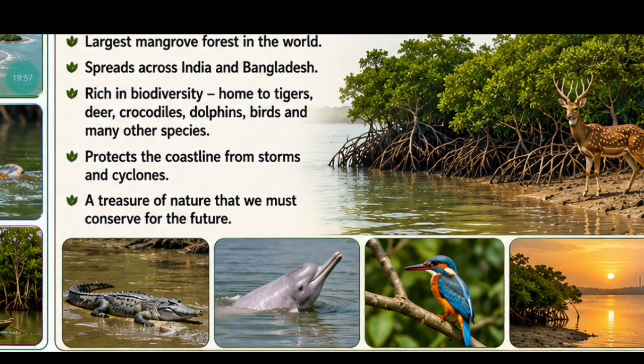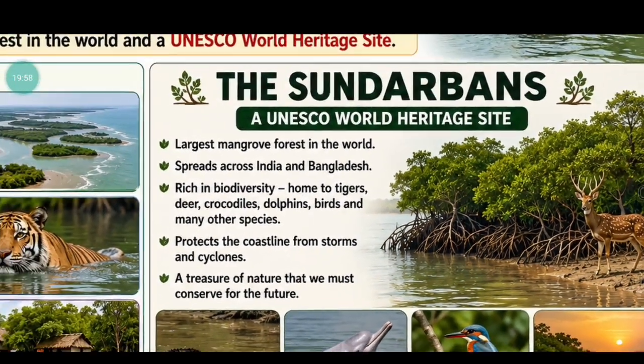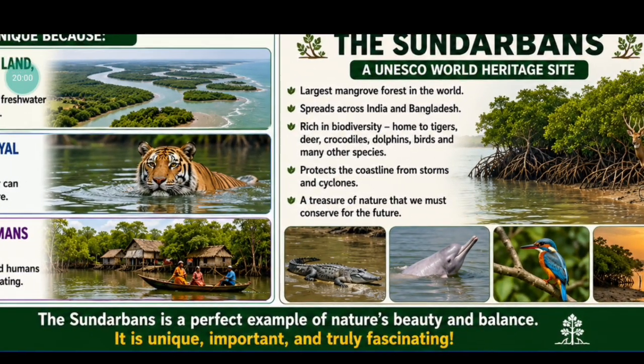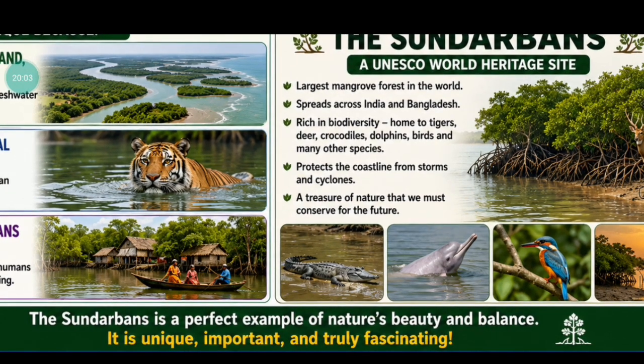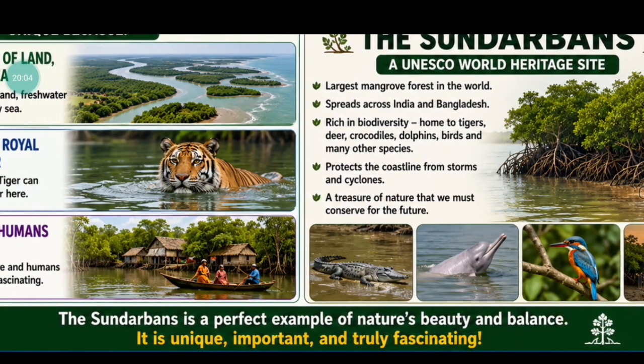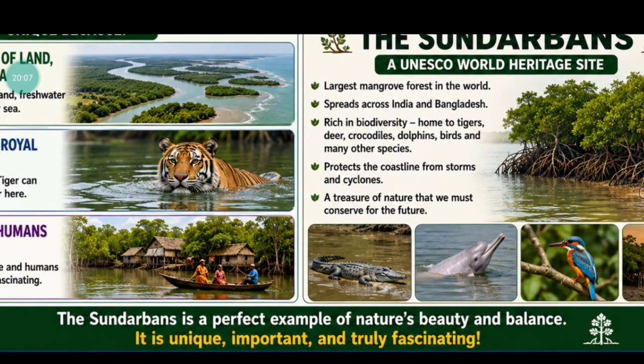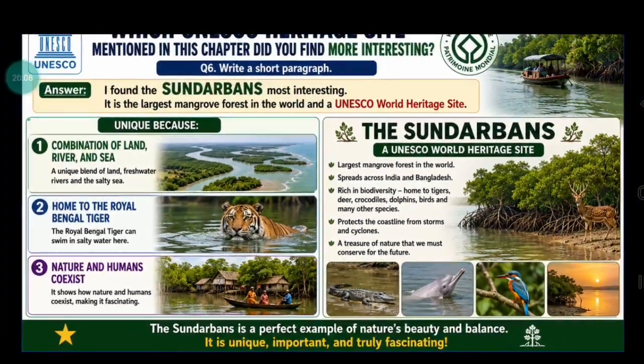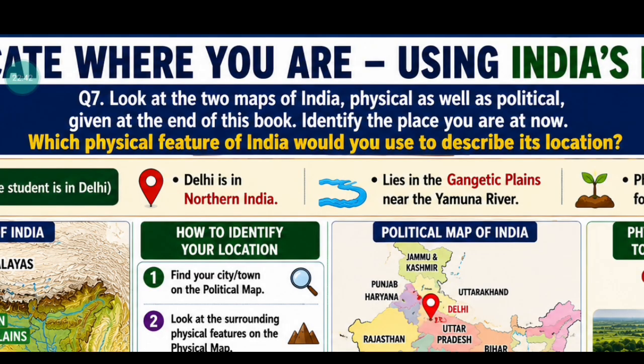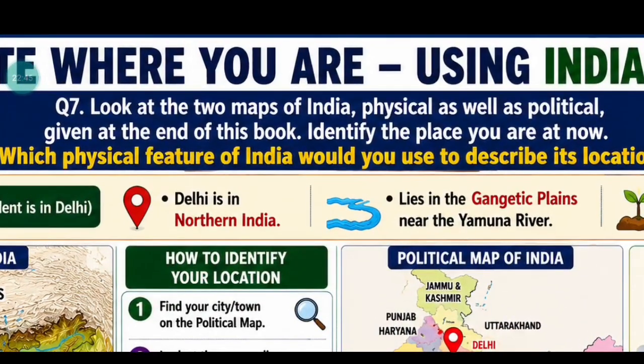So here it is. This is a beautiful Sundarban, right children? The Sundarban is a perfect example of nature's beauty and balance. It is unique, important and truly fascinating. Now children, see question number 7. Question number 7 is, look at the two maps of India, physical as well as political, given at the end of this book. Identify the place you are at now.